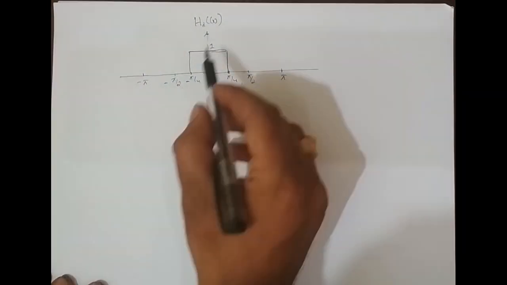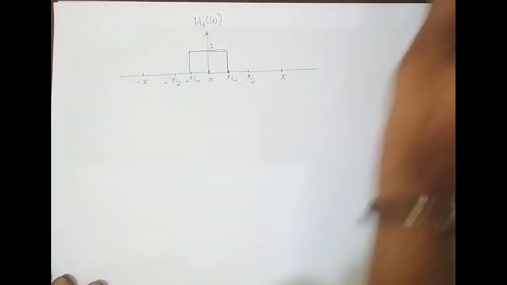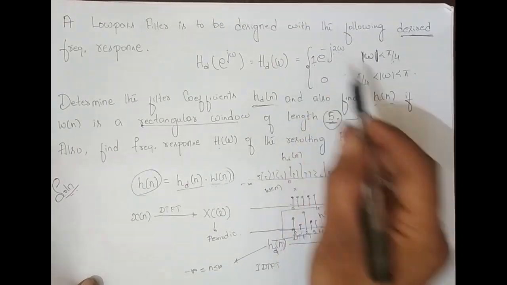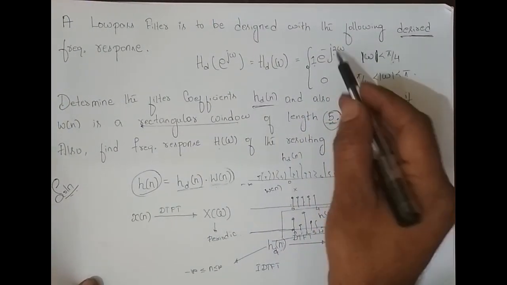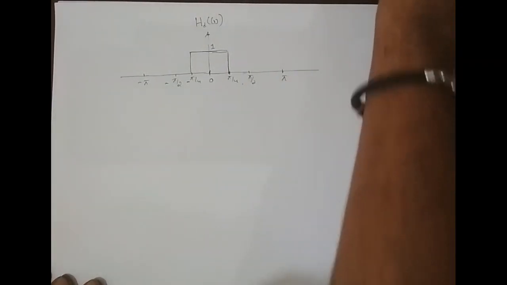Magnitude 1 times e power minus j 2 omega, but since I'm considering only magnitude, I'll take it as 1. Okay, but this is also there. This corresponds to phase. Fine. And it is 0, right?